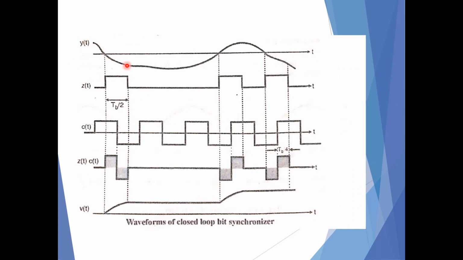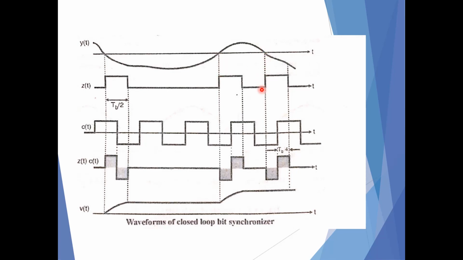So here this is our y of t signal. The received signal y of t is applied to the input of the ZCD, that is the zero crossing detector. It produces positive pulses of duration Tb by 2. So whenever y of t crosses 0, it will produce a positive pulse of duration Tb by 2. Here also you can see it at the third crossing.